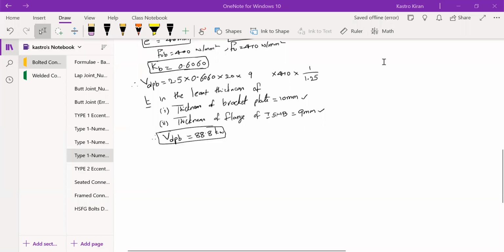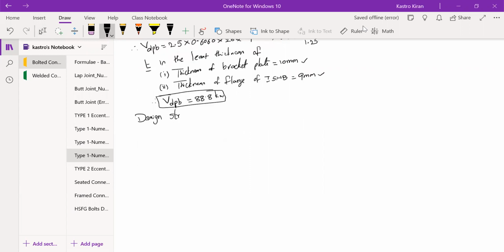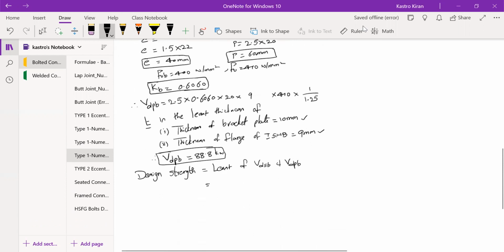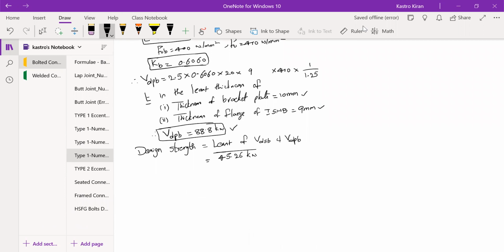So now you have got the VDPB value. Now we need to know the design strength. Design strength equals the least of VDSB and VDPB. This is how you can calculate the design strength value. The VDSB value we have got is 45.26, and the second value we have got is 88.8. Therefore the design strength will be 45.26. So now you have got the design strength value as well.